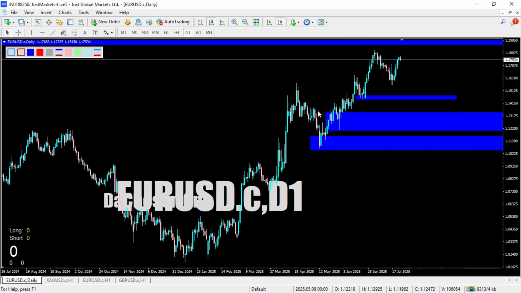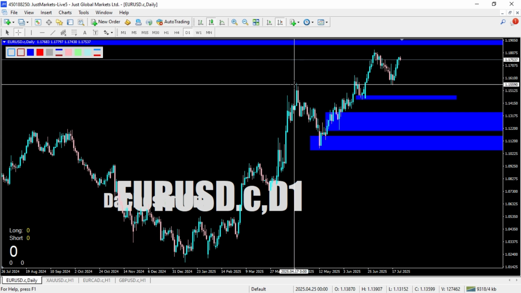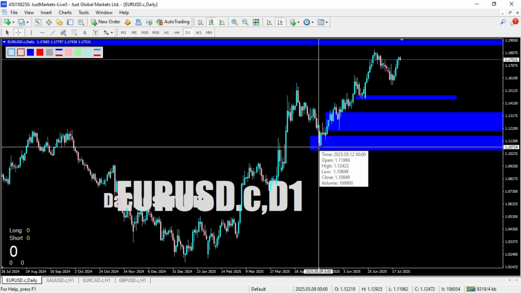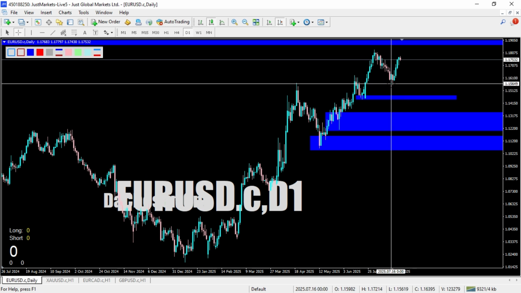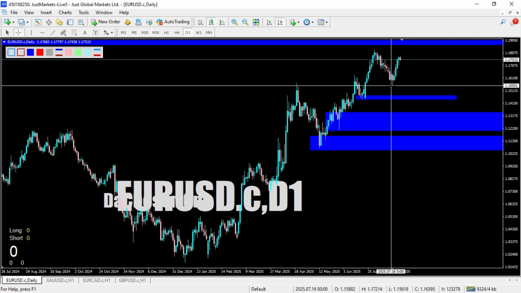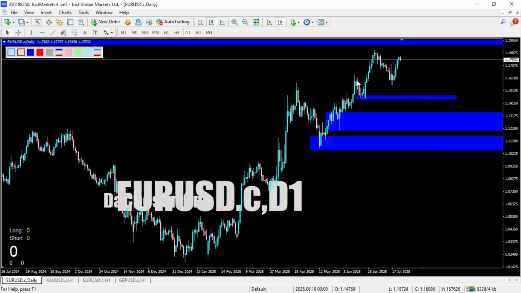Also in the daily time frame, we can see price made a higher high, higher low, higher high, and a higher low over here. So we are now waiting for price to create a new higher high and touch this area.